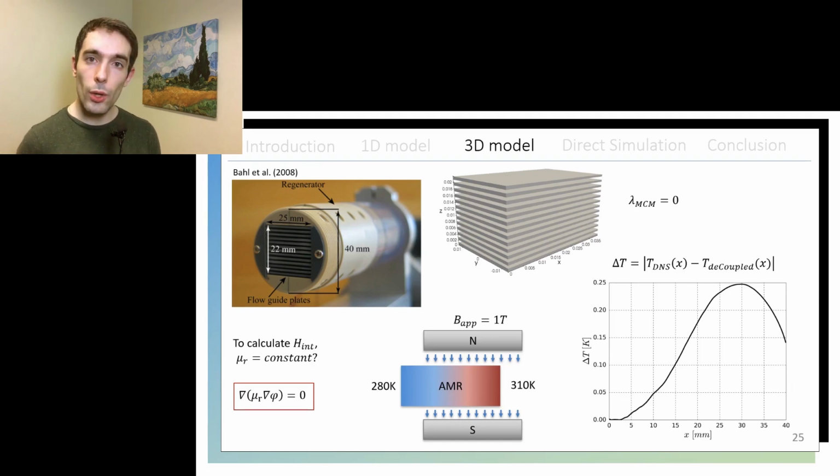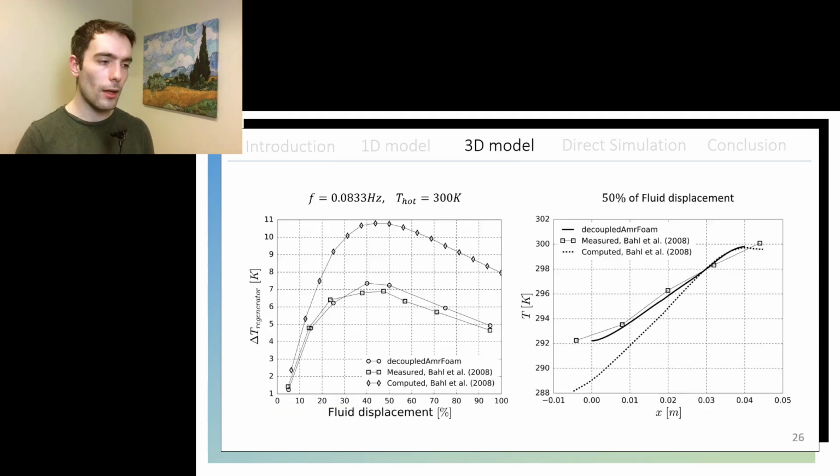I also chose to turn off the thermal conductivity of the solid phase to see the maximum difference between both solvers, DNS AMR foam and decoupled AMR foam. And the difference is plotted in that graph on the right, and you can see that the maximum is about 0.25 kelvins, which is less than the accuracy we expect from the magnetocaloric effect. So we can safely assume that the magnetic field would indeed be decoupled from the thermal field of the solid phase.